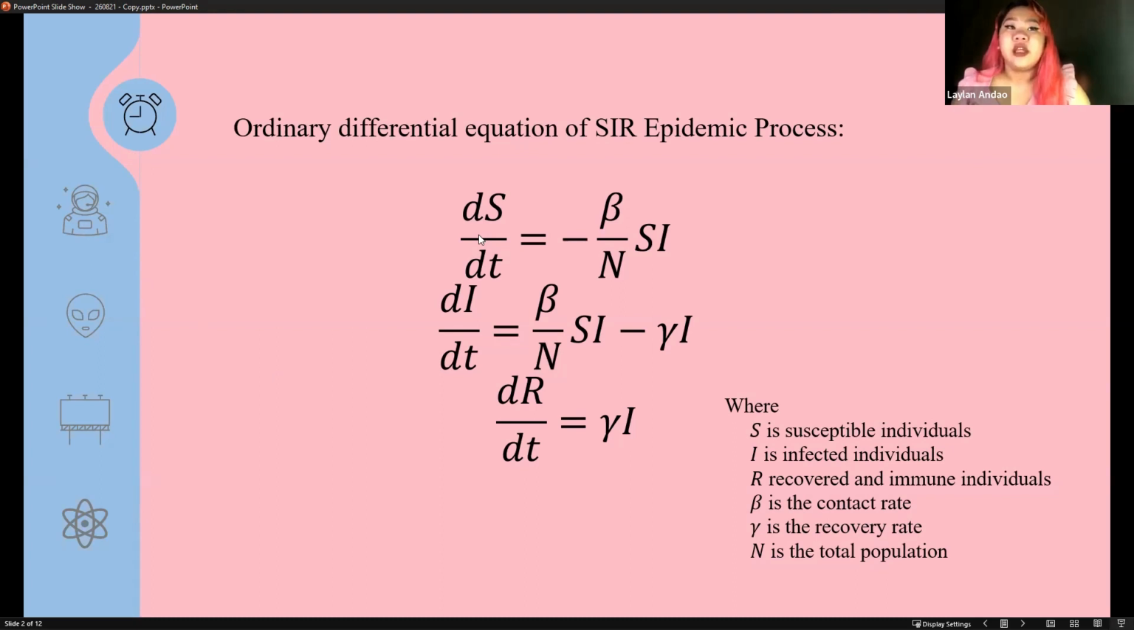Note that there is no birth in this model, and the recovery rate, or this gamma I, is also considered the death rate for I since immune individuals are not modeled. Also, the infection rate from susceptible to infected individuals is beta SI over N.